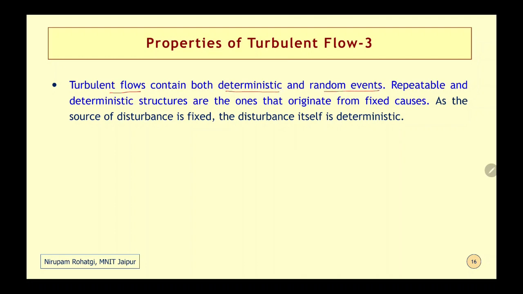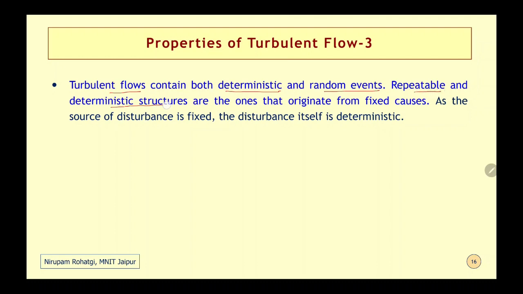deterministic and random events. Now what happens is, from where the turbulence starts, that is a particular, you can say, fixed structure. So the same type of motion will generate from there, because you have the same fluid impinging on the same type of surface, or the same type of change in surface. So the same type of structure of the turbulence is formed, vortices are formed, but as it proceeds, it becomes more and more random. So you have both these deterministic as well as random events.